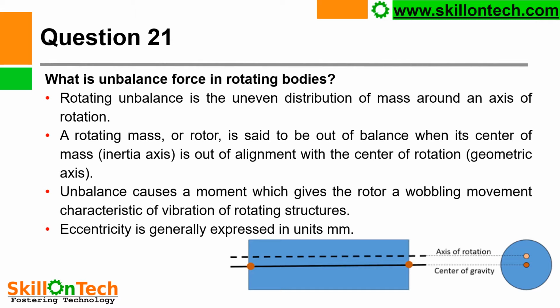Unbalance causes a moment which gives the rotor a wobbling movement, characteristic of vibration of rotating structures. This eccentricity, the perpendicular distance between the axis of rotation and the center of gravity, is generally expressed in units of mm.